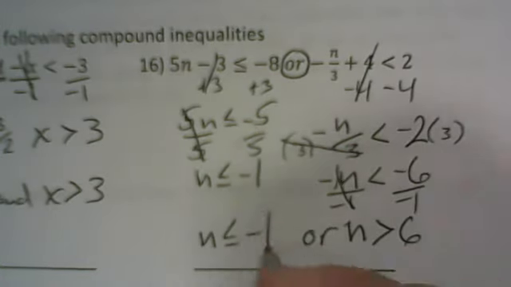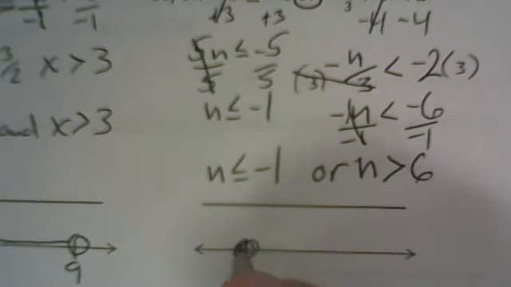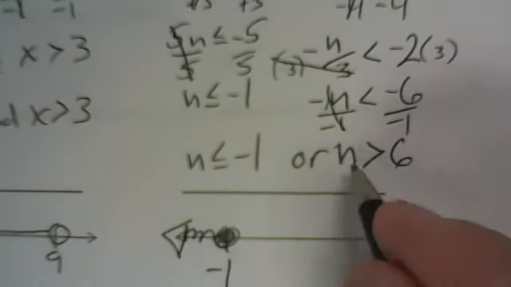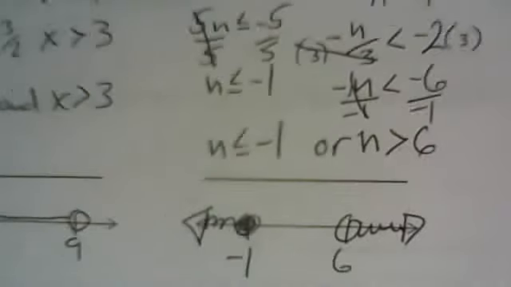So we have two parts to this. Here is negative 1. It's a closed circle at negative 1, and it's less than that, which means we're moving to the left. Or n is greater than 6. So at 6, we have an open circle, and we want the values that are greater than that, so it would move to the right.